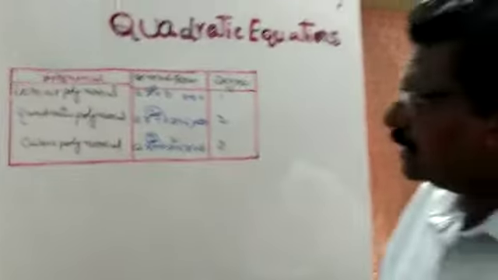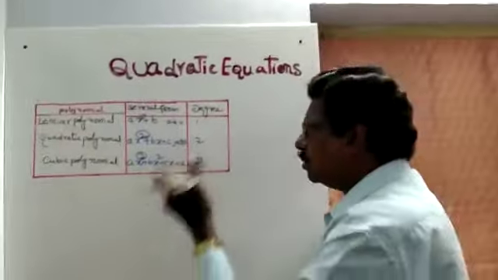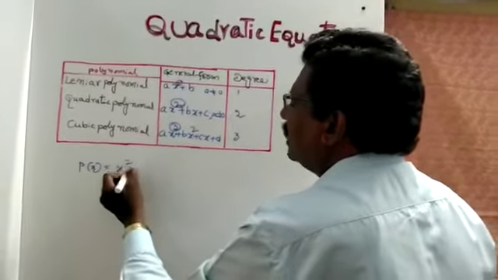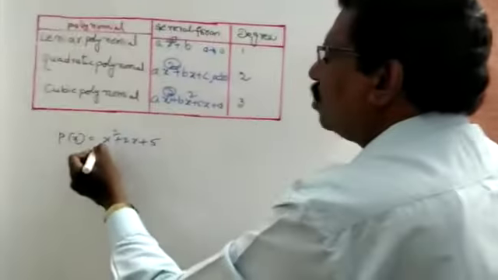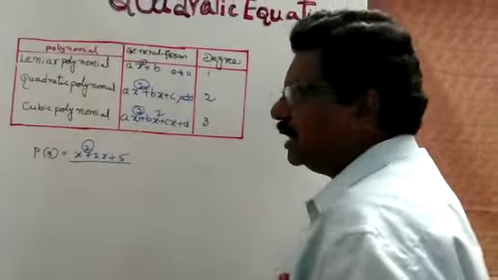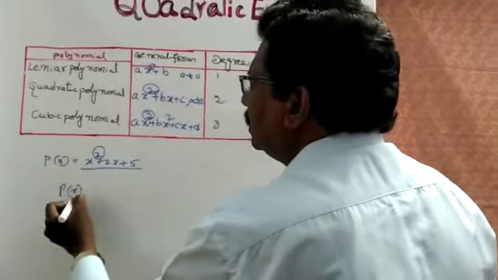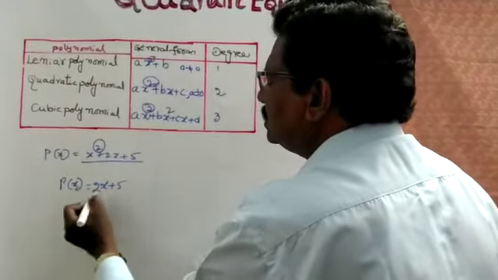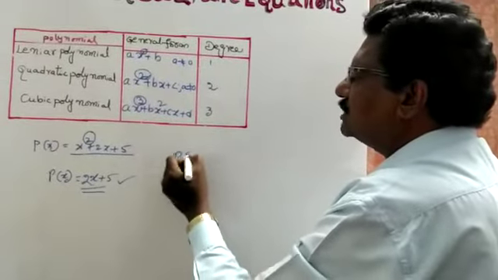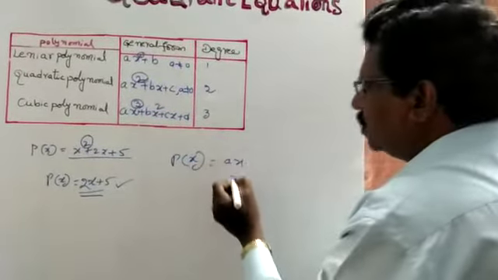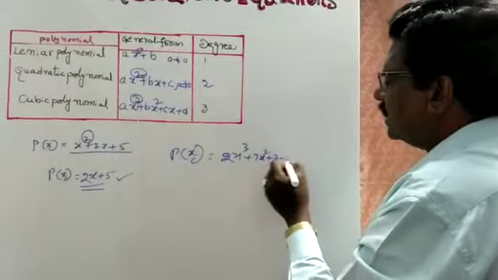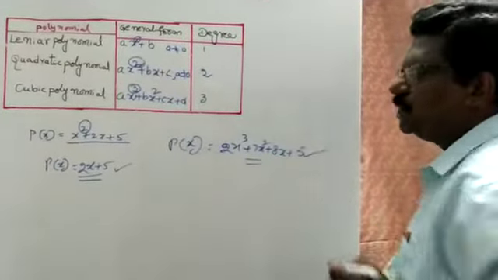So students, suppose they give one polynomial. For example, take the polynomial p of x is equal to x square plus 2x plus 5. This is a quadratic polynomial because the highest power is 2. Again, take p of x is equal to x plus 2x plus 5. This is a linear polynomial. And again, take p of x is equal to 2x cube plus 7x square plus 8x plus 5. So this is also a cubic polynomial.